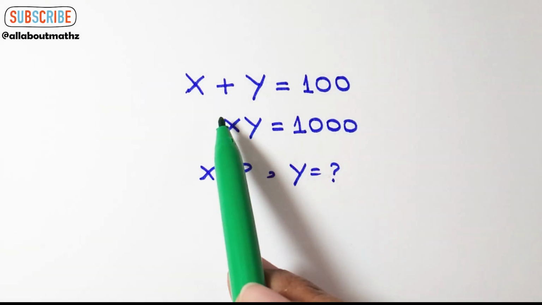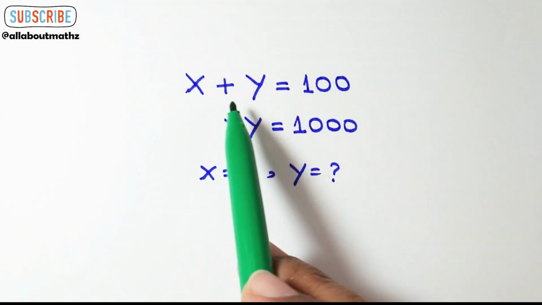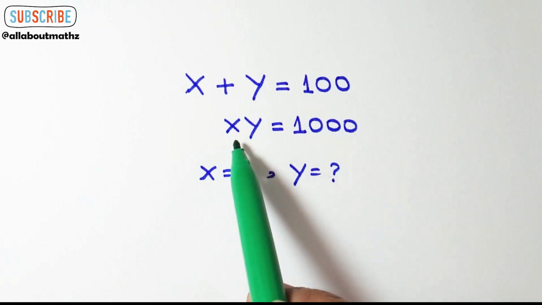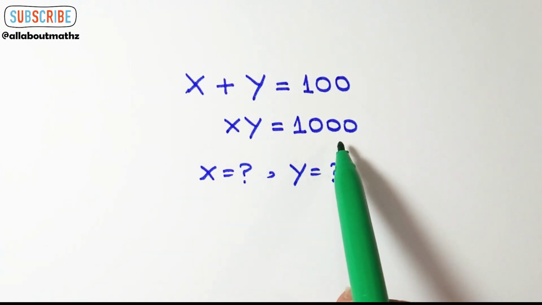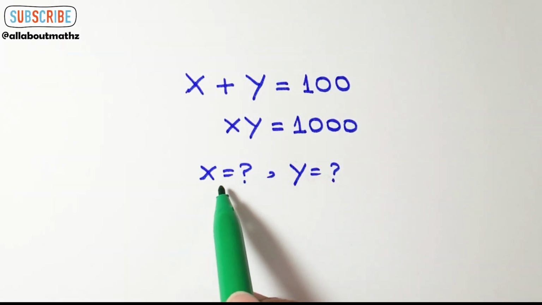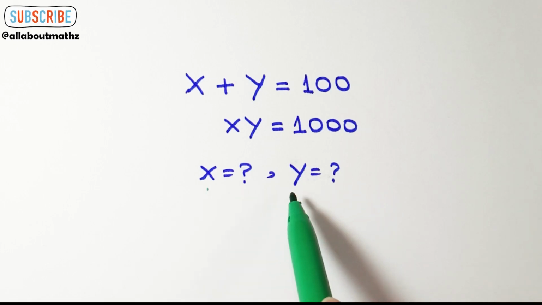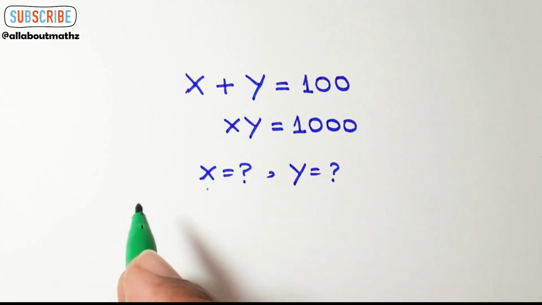Hello everyone, welcome to another question, which is x plus y is equal to 100, x into y is equal to 1000. So here we have to find the values of x and y. So let's find its solution.